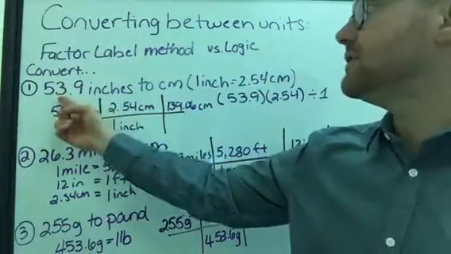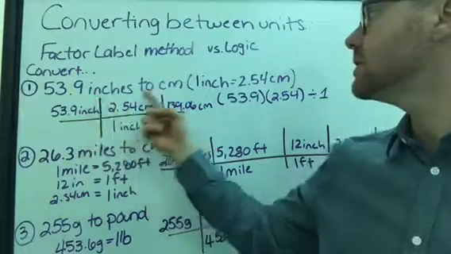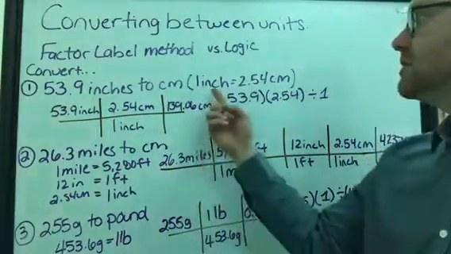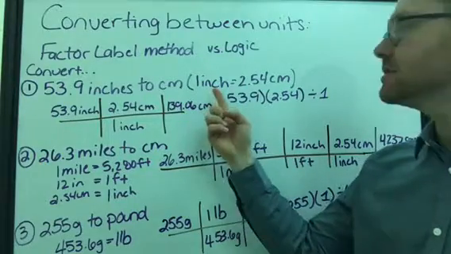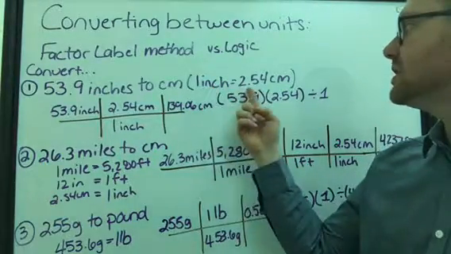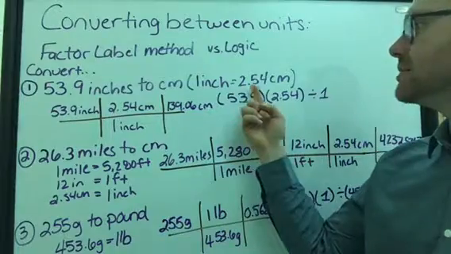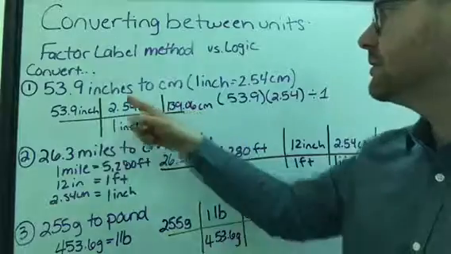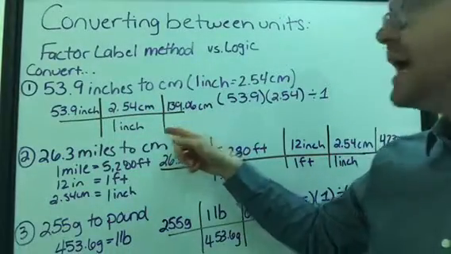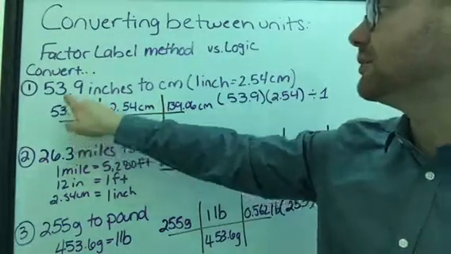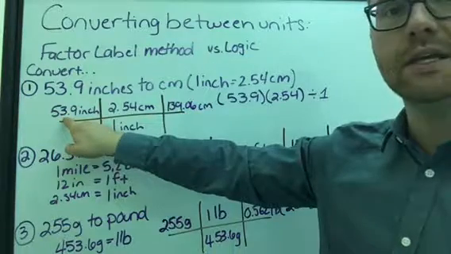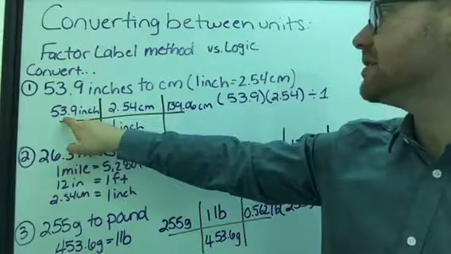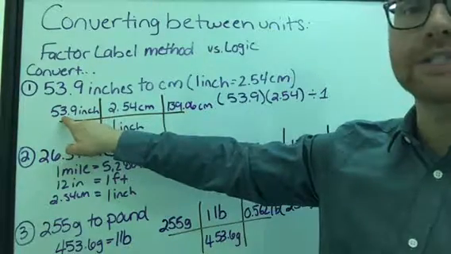If we want to convert 53.9 inches to centimeters, the first thing that we need to do is know what our conversion factor is. So we have, for every 1 inch, equals 2.54 centimeters. So I'm going to set up what we can call train tracks. You can see these here in brown. And I start by putting my known value, 53.9 inches, here. Now, I'm trying to figure out how many centimeters are in 53.9 inches.